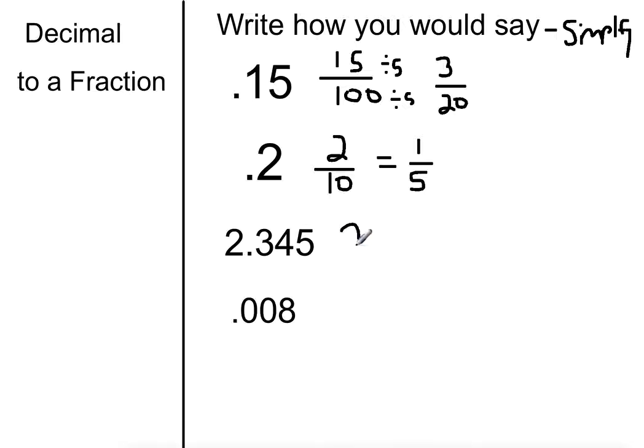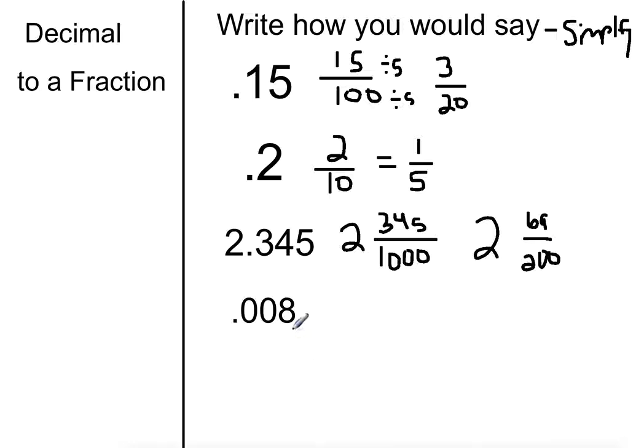This would just be 2 and 345 thousandths. The 2 whole number just stays when we simplify. So 2, now you have to ask yourself how many times does 5 go in there? And you are fine using a calculator. 5 goes into 345, 69 over 200. And then that is simplified.